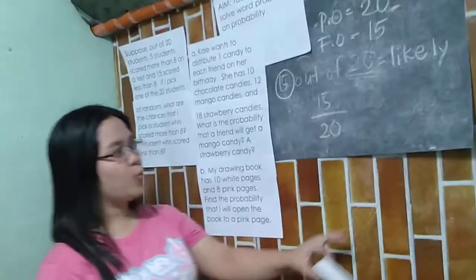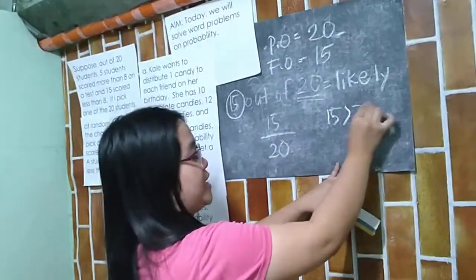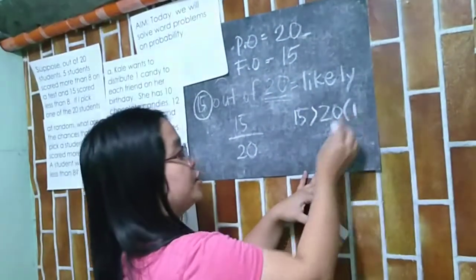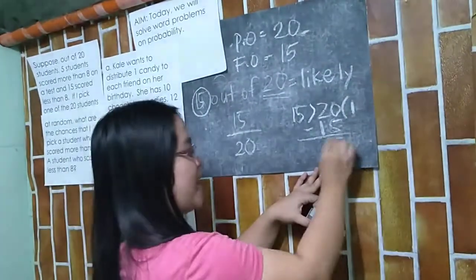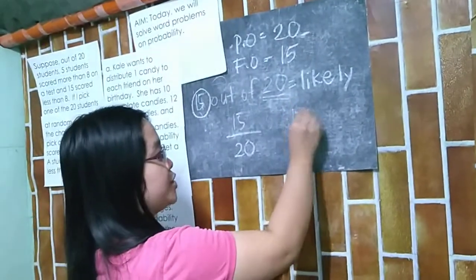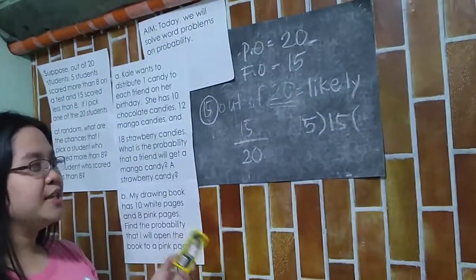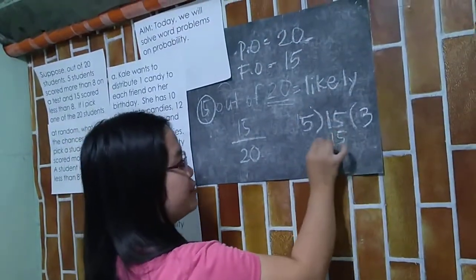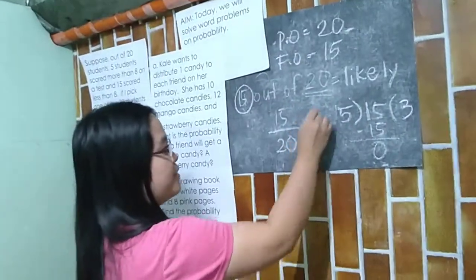Now, let's simplify that one by getting its GCF. So, we have 20 divided by 15. How many 15s are there in 20? 1. So, 1 times 15 is 15. 20 minus 15 is 5. So, let's have 5 as our new divisor and use 15 as our new dividend. So, how many 5s are there in 15? It's 3. So, 3 times 5 is 15. 15 minus 15 is 0. So, its GCF is 5.